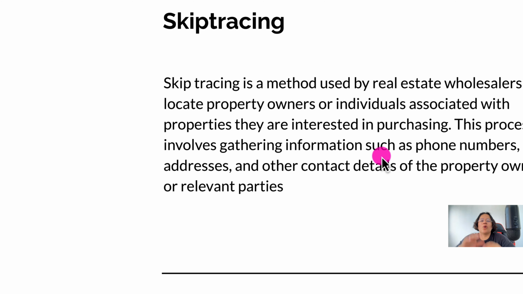Cool. So now we're going over skip tracing. So once we have our list, we just pulled our list from PropStream. What we're going to do is we're going to skip trace. So skip tracing is a method used by real estate wholesalers to locate property owners or individuals associated with properties that they are interested in purchasing. This process involves gathering information such as phone numbers, email addresses, and other contact details of the property owners or relevant parties. So essentially, we're getting their phone number and their email so we can call them and ask them if they want to sell the house.